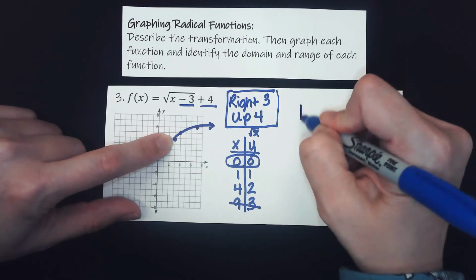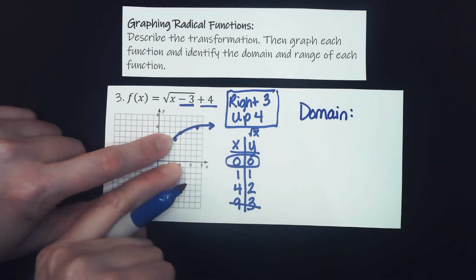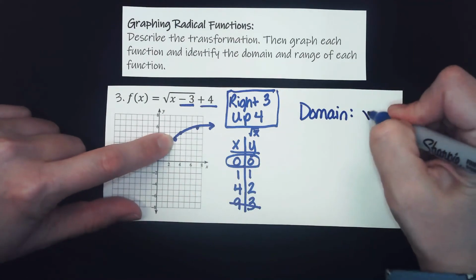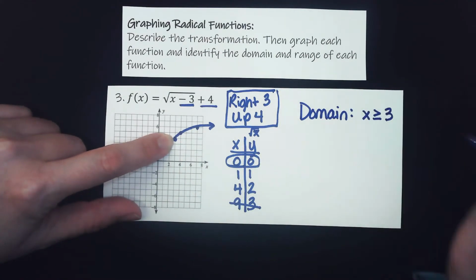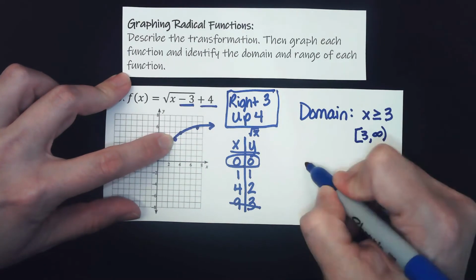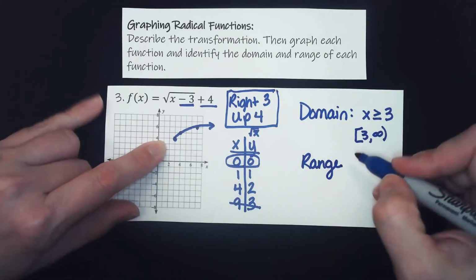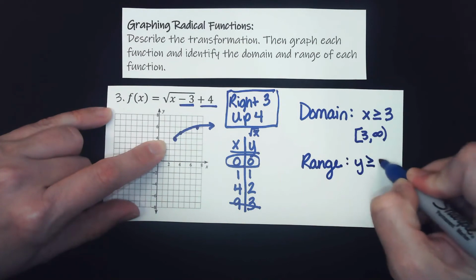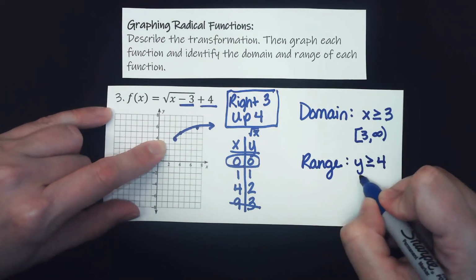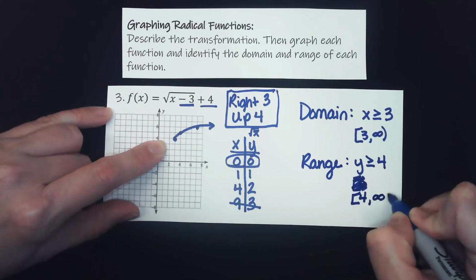All right, so my domain on this one is when x is 3 and then it goes to the right forever. So x is greater than or equal to 3. In interval notation, it would be 3 to infinity. The range is the y values, and y is up at 4, so y is greater than or equal to 4. Interval notation would be 4 to infinity.